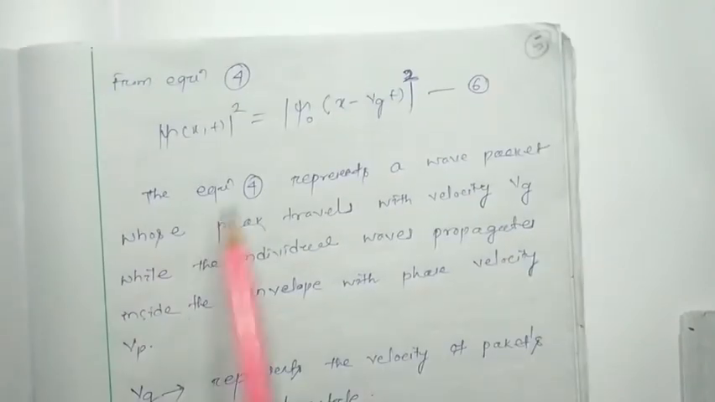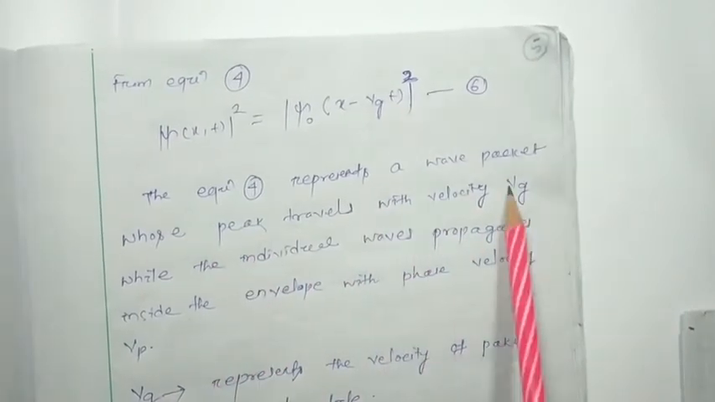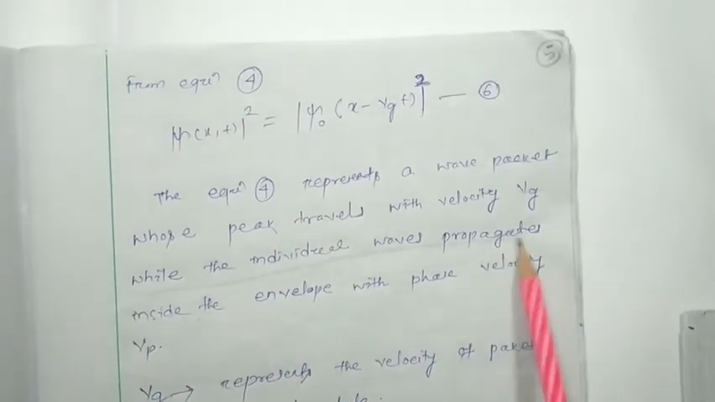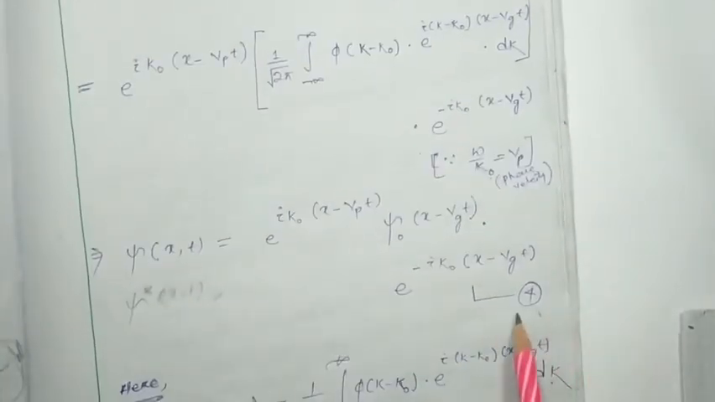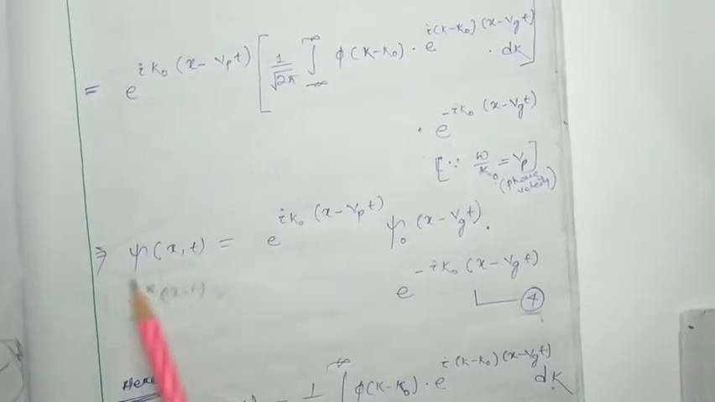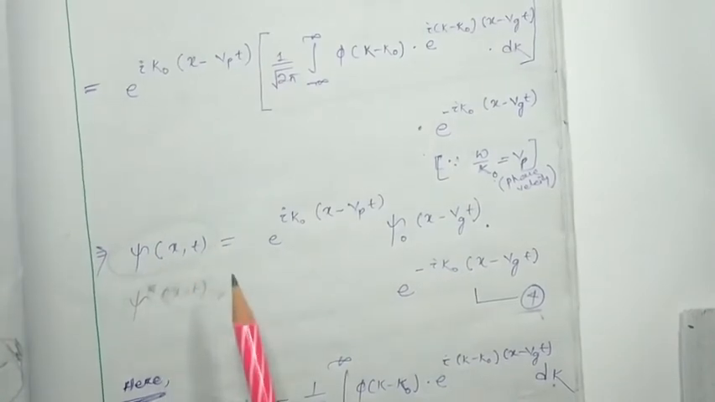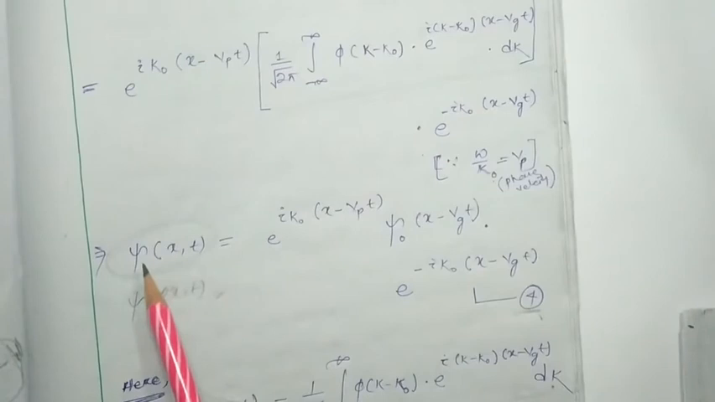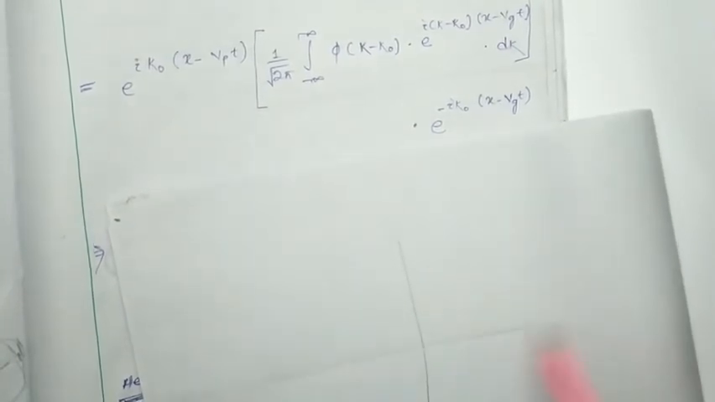So equation number 4 represents a wave packet whose peak travels with velocity vg while the individual waves propagate inside the envelope with phase velocity vp. You can easily find from equation number 4 that this psi(x,t) is nothing but a wave function. Okay, if we consider this wave function, that means a pulse is moving along the x-axis.